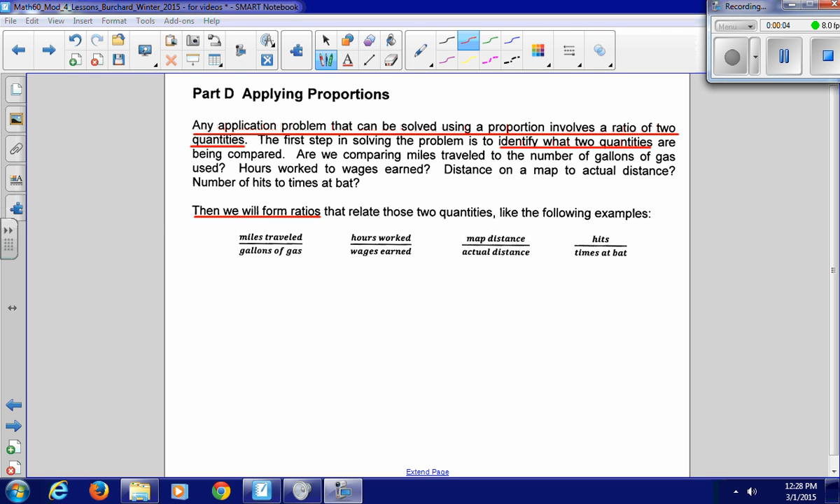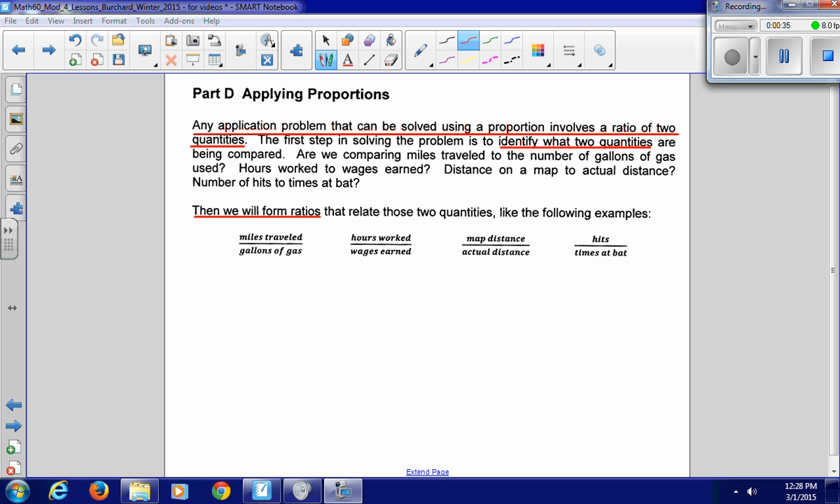In the previous video, we worked a little bit with proportions and how to solve proportions that had an unknown. And now we're going to talk about some examples of applying proportions to problems. So any application problem that can be solved using a proportion involves a ratio of two quantities. A ratio is a comparison between two numerical quantities.